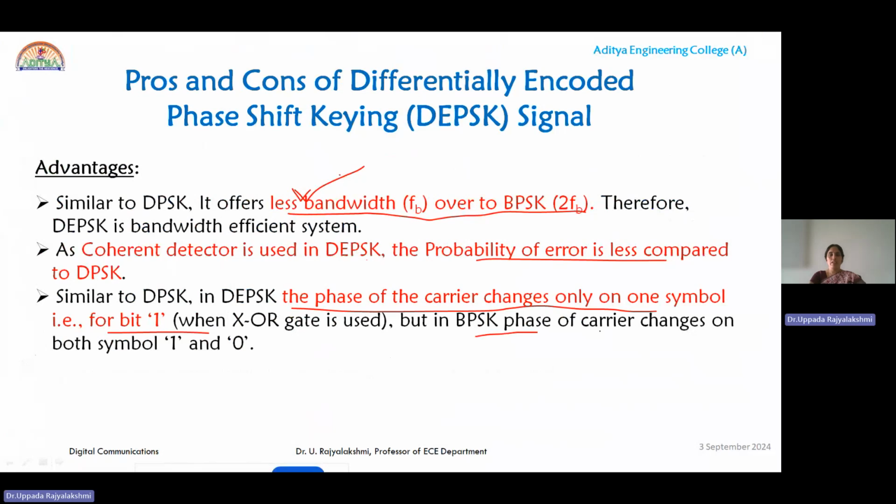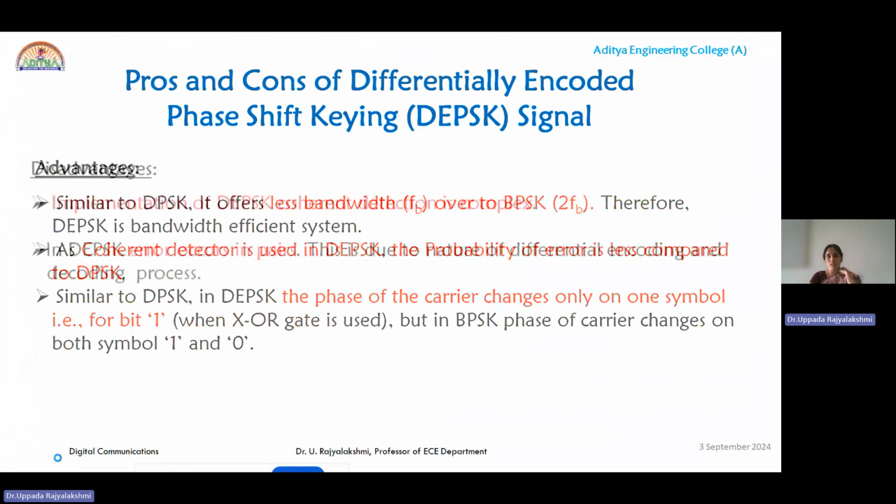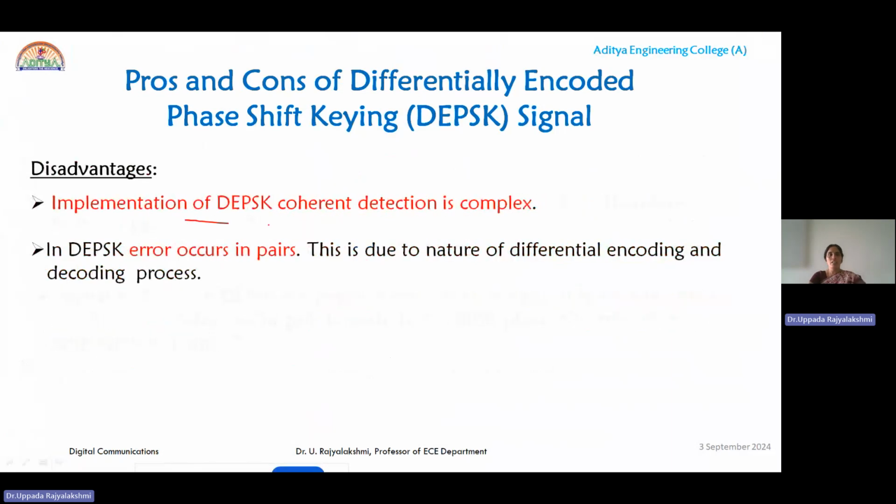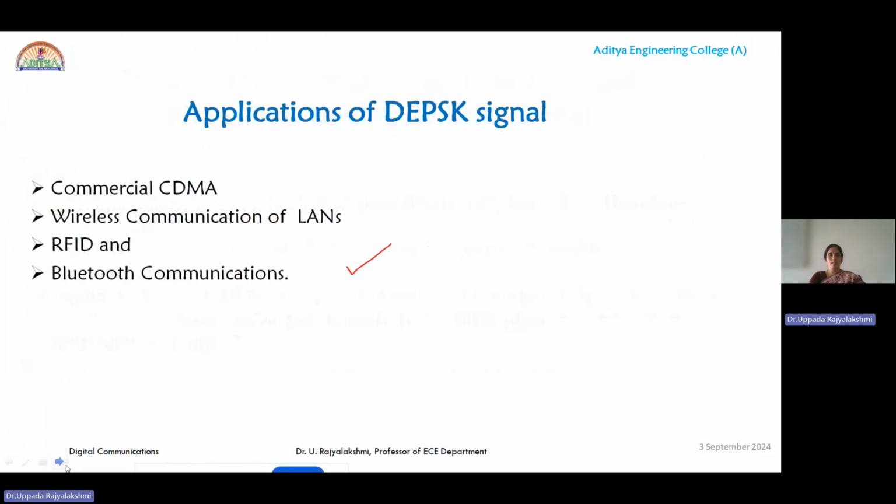But in BPSK, the phase of the carrier changes for both the 1 to 0 transition and the 0 to 1 transition. And here the implementation of the DEPSK system is complex. Another thing is that error bits may not get propagated throughout the entire sequence, similar to DPSK, but here a single bit error may affect 2 bits in the output. So in DEPSK, errors occur in pairs. This is due to the nature of the differential encoding and decoding process. The applications remain the same as those of BPSK and DPSK.